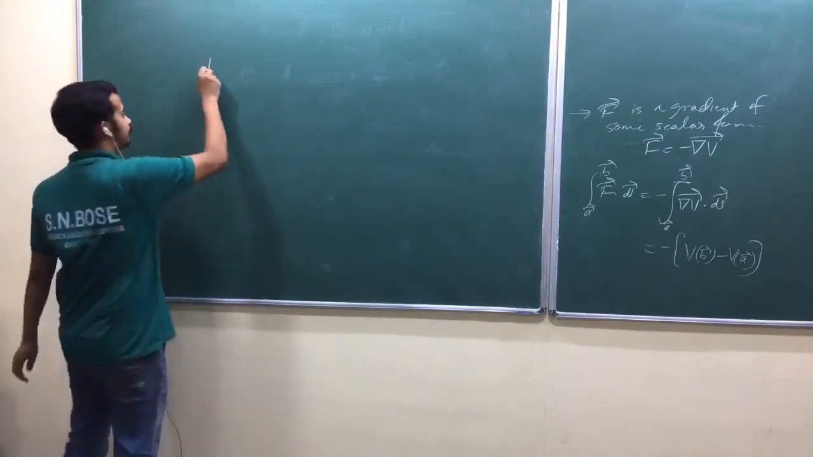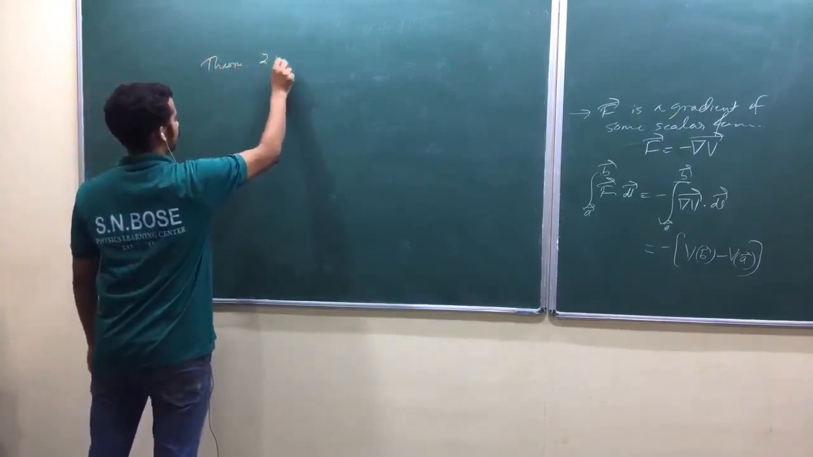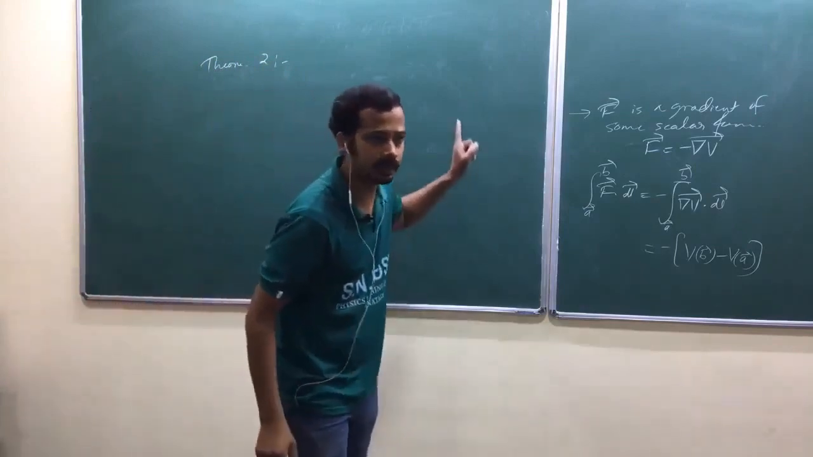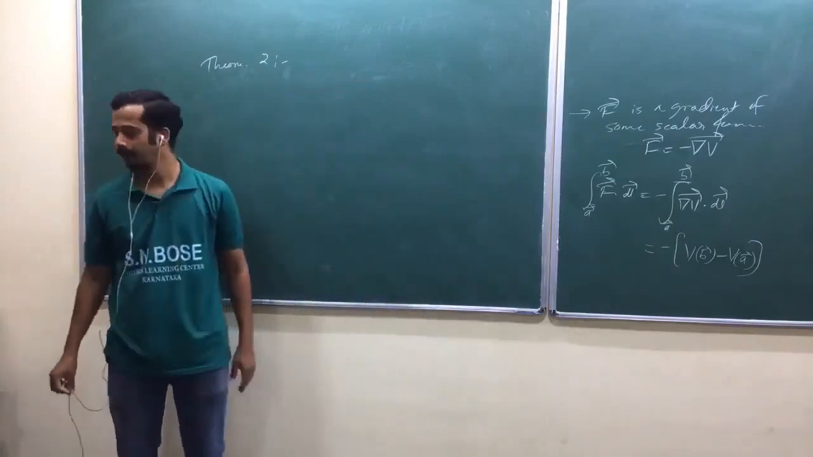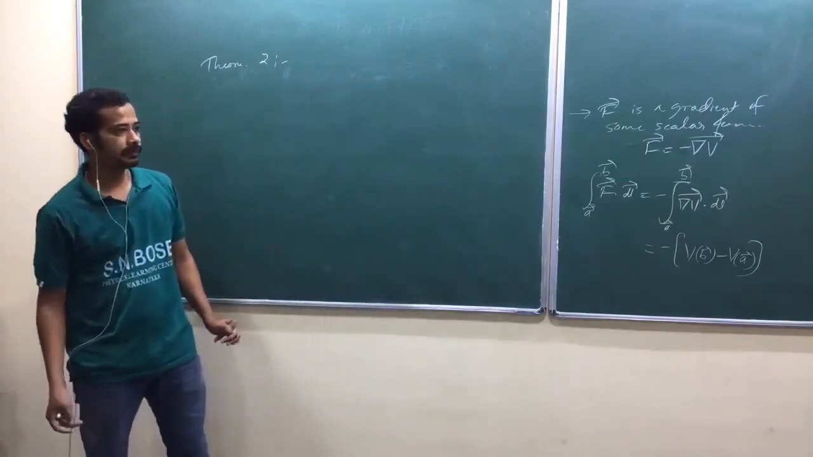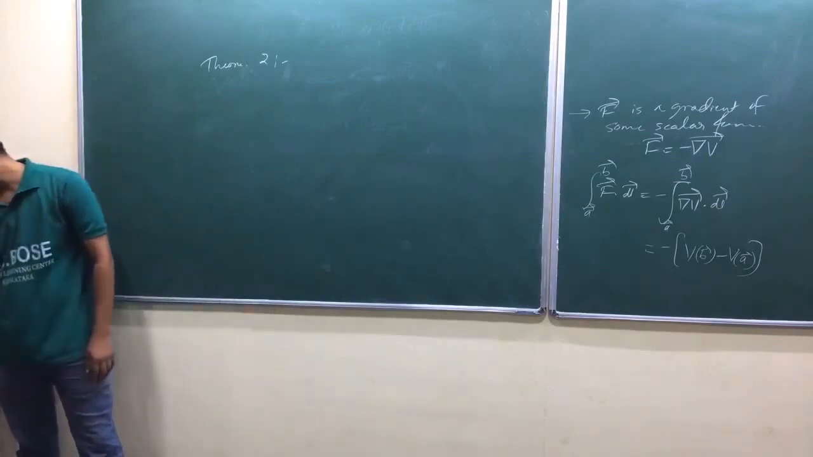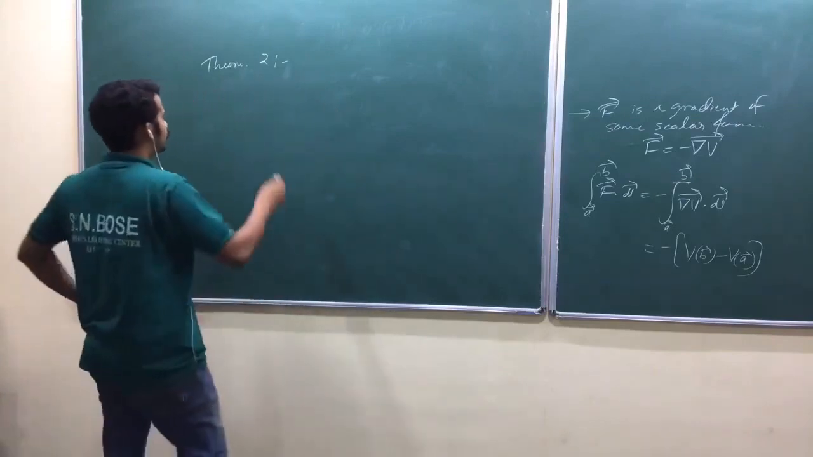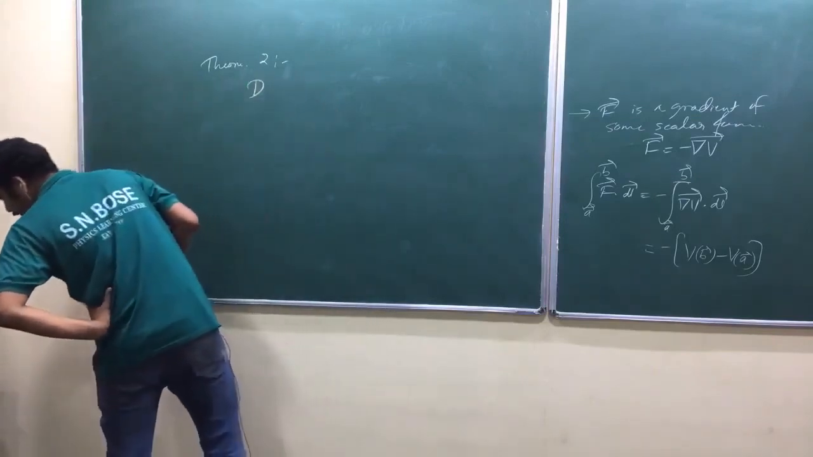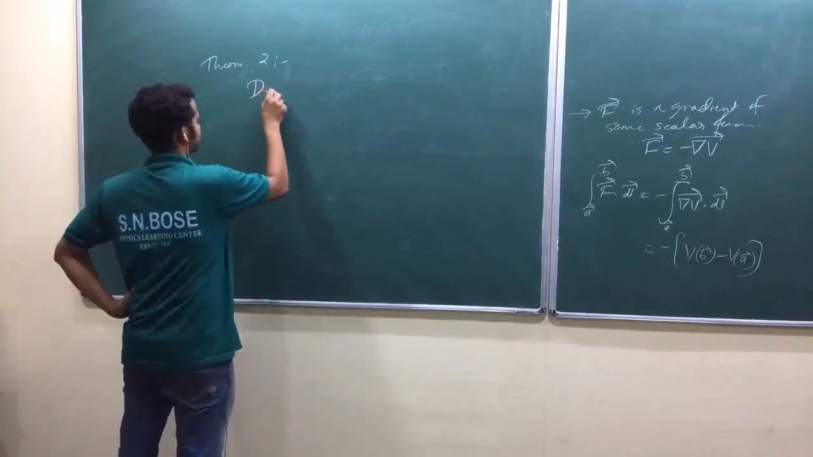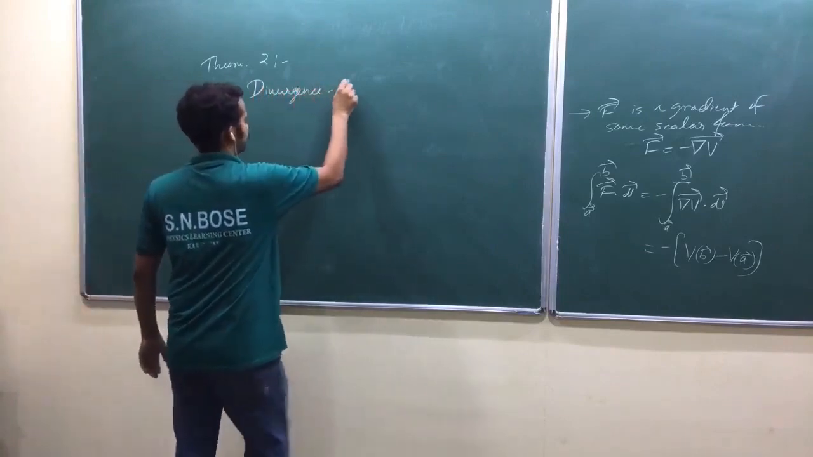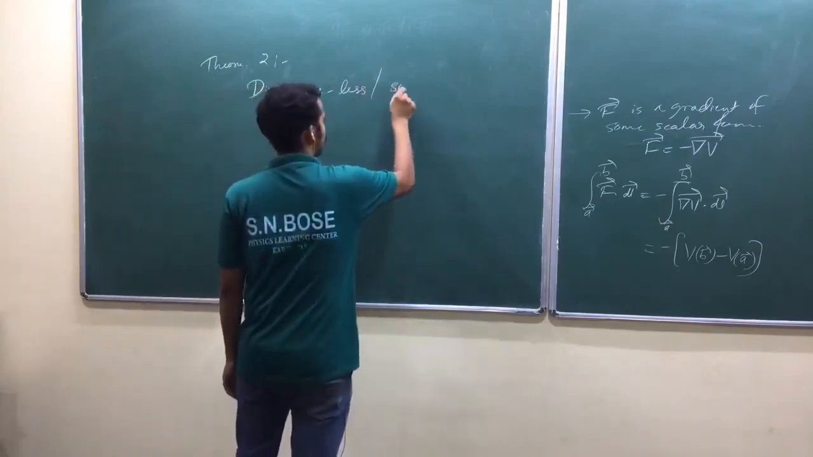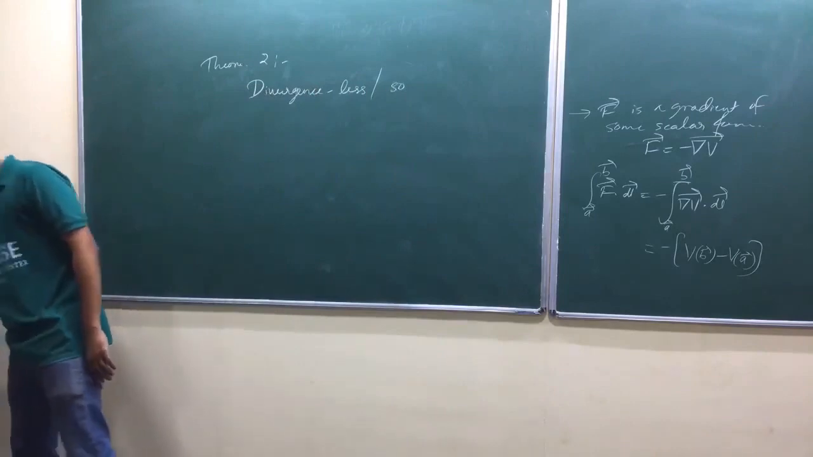Now theorem 2. Wait a second. Earlier, what did I call that special class of vector field? That was a special class of vector field, whatever the statements we have written for. Now in this theorem, again, this is also a special class of vector field. So what was the name for the earlier one? Curl-less or irrotational. Okay. So now this is divergence-less, or solenoidal. This word they are using frequently. Solenoidal.